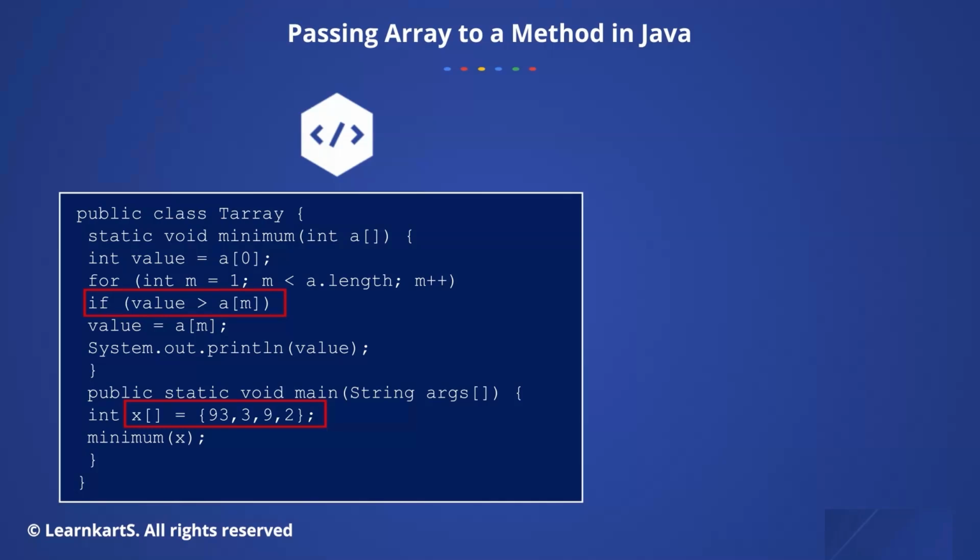This is your value. Again, now the turn of 9 comes. 9 will be checked. Is 3 greater than 9? 3 greater than 9 is not correct, right?